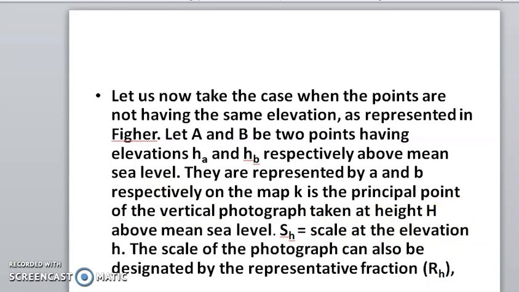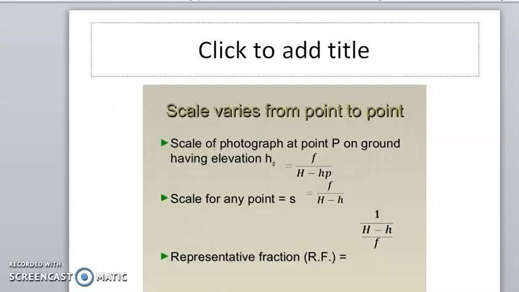Then we go for the formula, since scales vary from point to point. The first formula: the scale of the photograph at a point on the ground having the elevation hB is equal to f by H minus hB. Or the scale of the photograph at a point on the ground having elevation hA is equal to f by H minus hA. The scale at any point, the representative fraction RF, is 1 by (H minus h) divided by f.